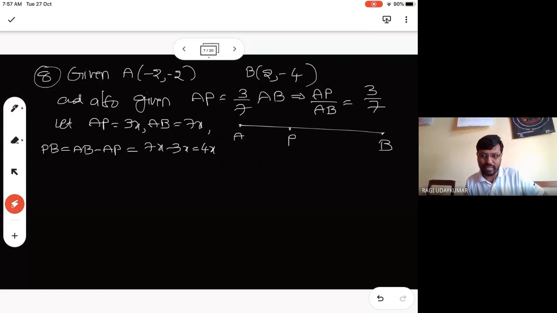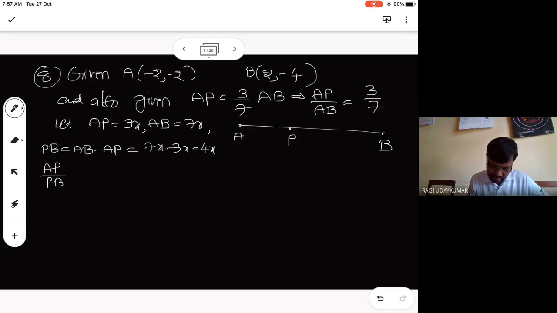Then you are going to get it. Ratio is actually given to you. So when the ratio is given, you cannot directly take it into consideration. So 4x comes. So now here AP by PB is equal to AP is 3x, PB is 4x. You are going to get the answer at any cost 3 by 4. Therefore you can say that P divides AB in 3:4 ratio.